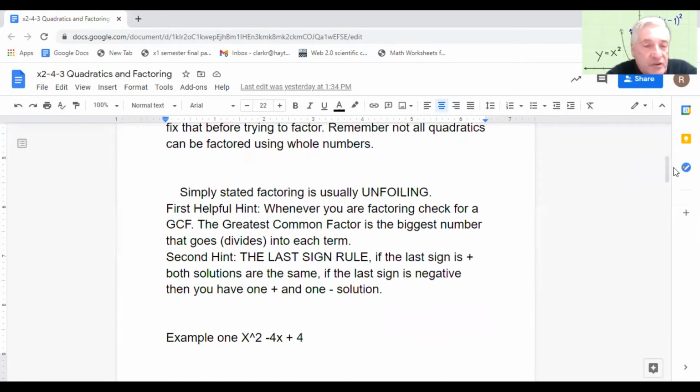There's a couple helpful hints here. Whenever you start to factor, start with the GCF. What do all three terms have in common? If they all have a 4 in there somewhere, divide out the 4. It'll be easier to factor.